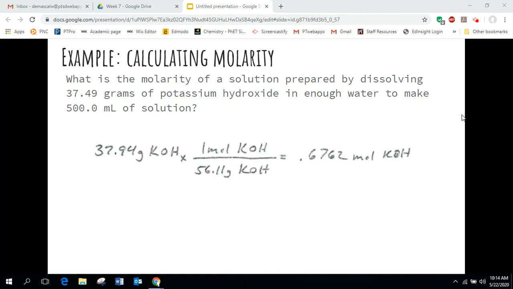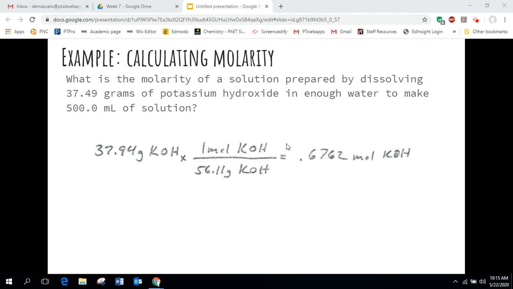So we have to take our grams of potassium hydroxide, that's our solute, and we need to convert that to moles. So we're going to take our grams, and we're going to multiply that by 1 mole over 56.11 grams. We get this number from the chemical formula. 1 potassium, take its mass from the periodic table. 1 oxygen, take its mass from the table. And 1 hydrogen, take its mass from the periodic table. Add those all together, and you get 56.11 grams. The grams have to go on the bottom, so they cancel.